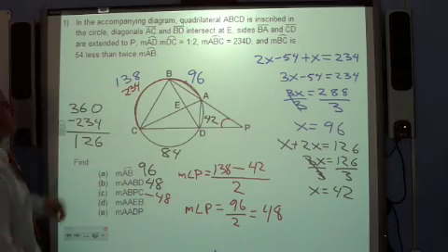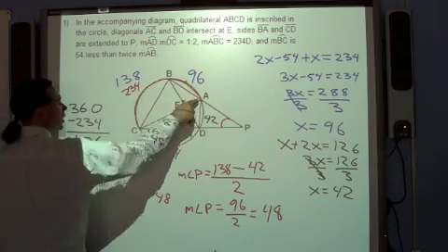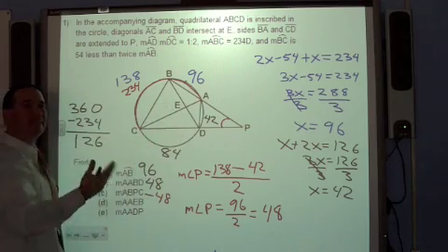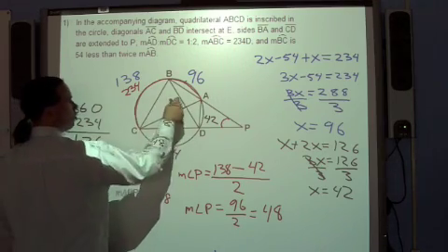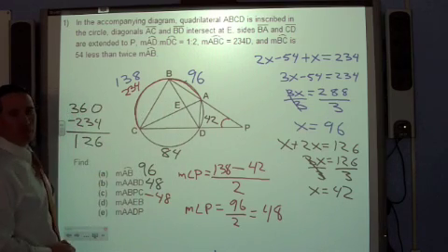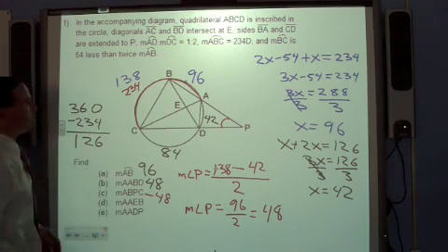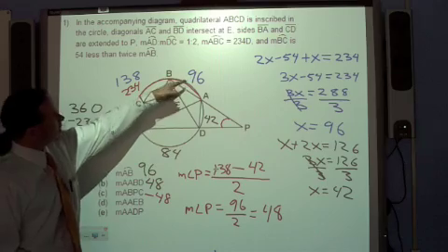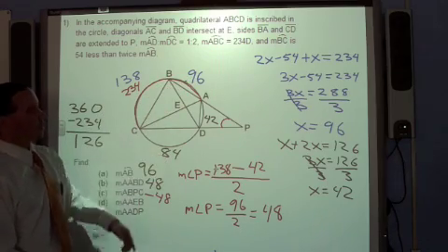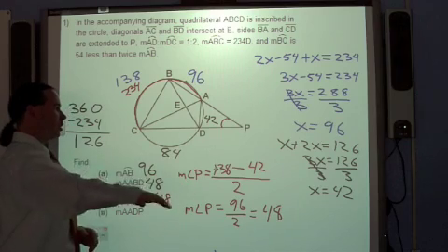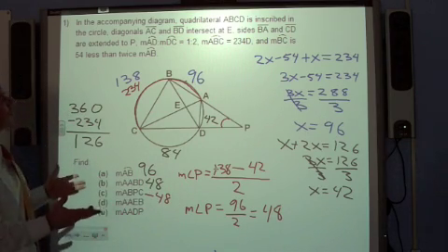Angle AEB. AEB, this guy, well, this is an angle inside of a circle, right? So this is 1/2 the sum of the intercepted arcs. 1/2 the sum. So we need to look at the two intercepted arcs, 96 and 84, add them together, and split it by 2.